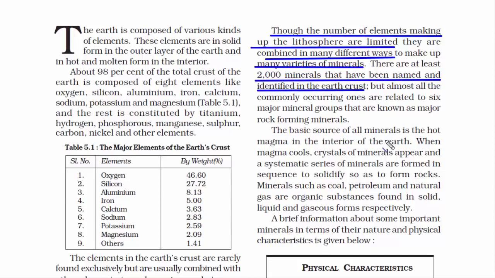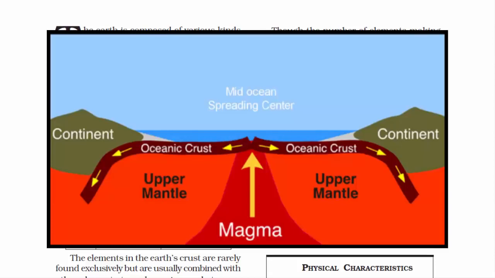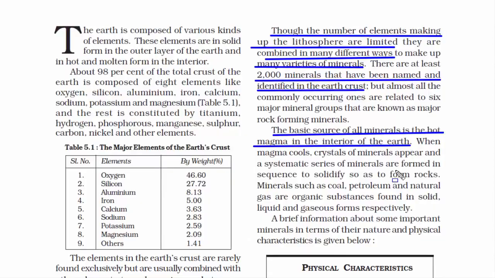Now the main question is, what is the source of all these minerals? Well, for that we have to go to the interior of the earth's surface, where the hot magma exists. When the hot magma comes out of the surface, it cools and then solidifies. As a result, it turns into rocks with crystals of minerals on it. And like this, a series of minerals are formed as the rock cools down further and further.